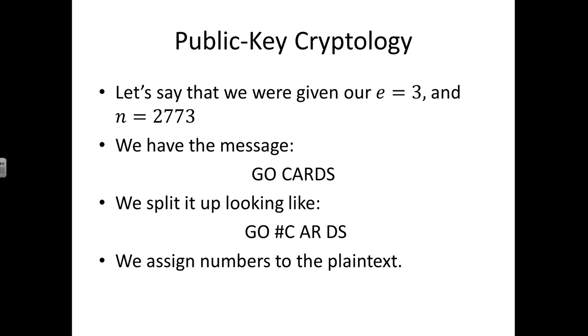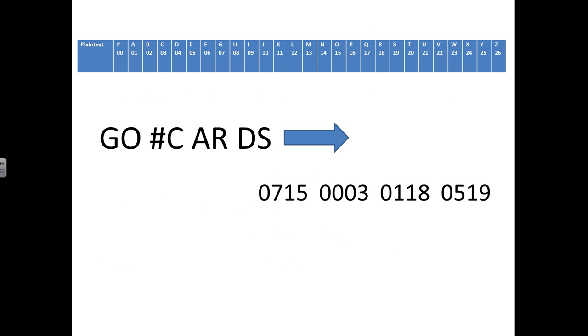So we split them up, and so that we have our plain text up here, as you can see. We split them up so that they're not exceeding 2,773. So the G is 07 and the O is 15. So that number is not exceeding 2,773, which is great, and neither are the rest of them. That being said, we can now move forward into encrypting it.